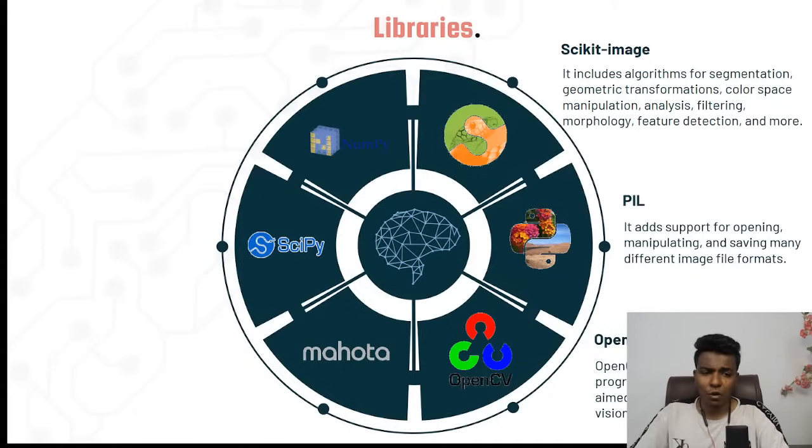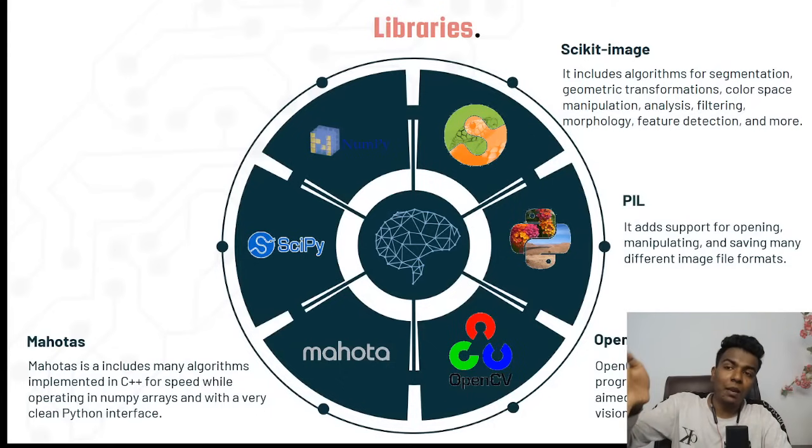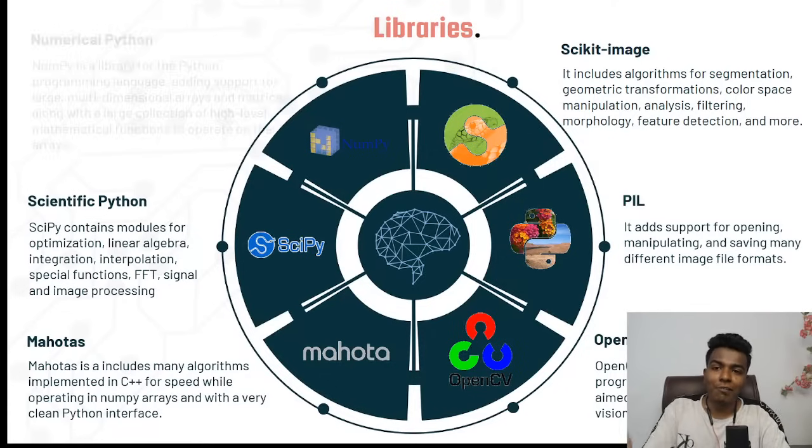And the OpenCV library, of course, provides programming functionality like image acquisition from the camera or image transforming from the camera. Those things can be done with the help of OpenCV and Mahotas. Mahotas includes many algorithms implemented in C++, so a library written in C++ can be used in Python with the help of the Mahotas library. And then the SciPy library. This will be helpful. It is just like a scientific calculator versus a normal calculator.